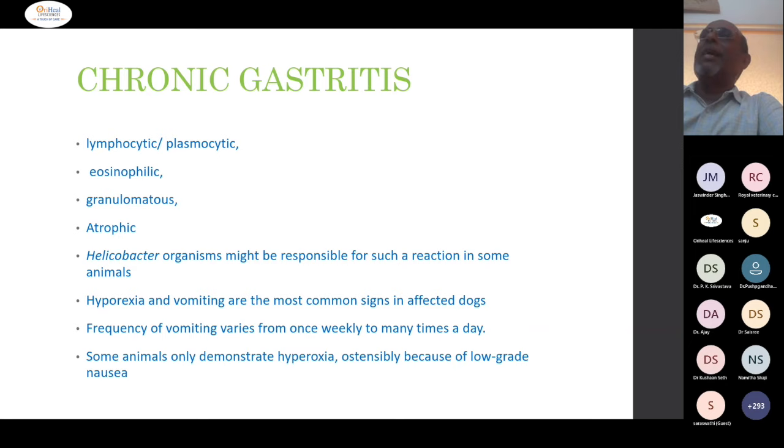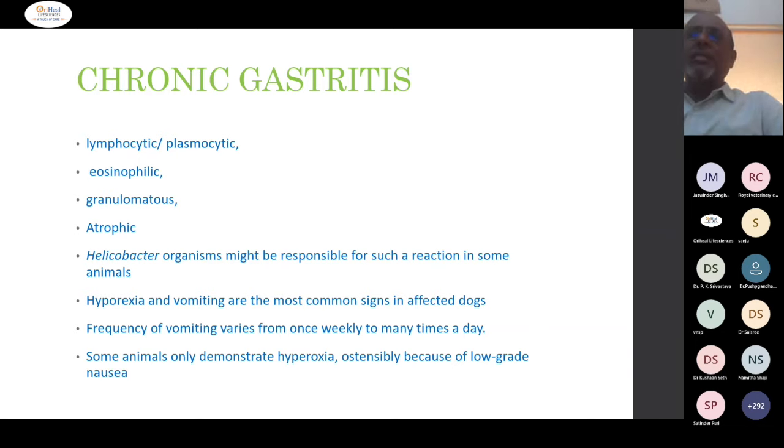And to have a final diagnosis, you definitely require a biopsy. And most often Helicobacter organisms might be responsible for this reaction in most of the animals. So with chronic gastritis, you should always think about Helicobacter. There are different Helicobacter species in dogs, but the most common are Helicobacter pylori and Helicobacter felis, the ones you come across in day-to-day practice.